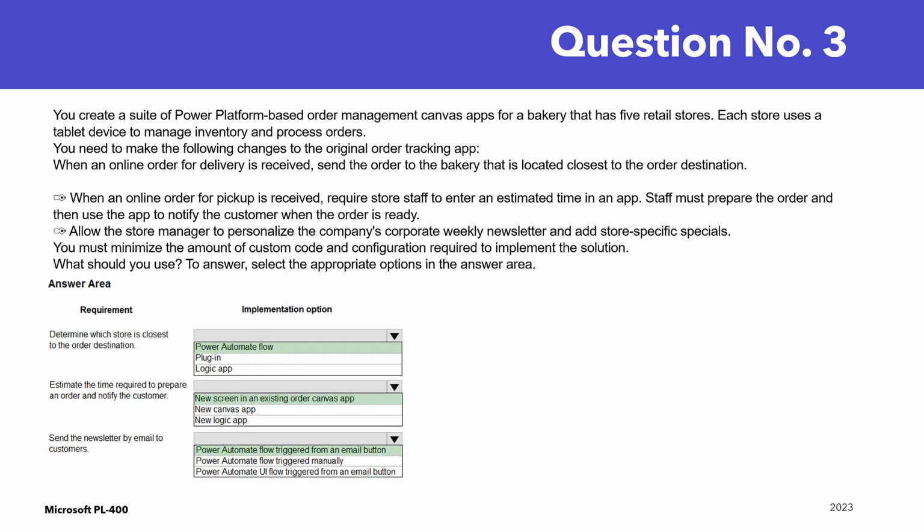Requirement: determine which store is closest to the order destination. Implementation option: Power Automate Flow. Requirement: estimate the time required to prepare an order and notify the customer. Implementation option: new screen in an existing order Canvas app. Requirement: send the newsletter by email to customers. Implementation option: Power Automate Flow triggered from an email button.